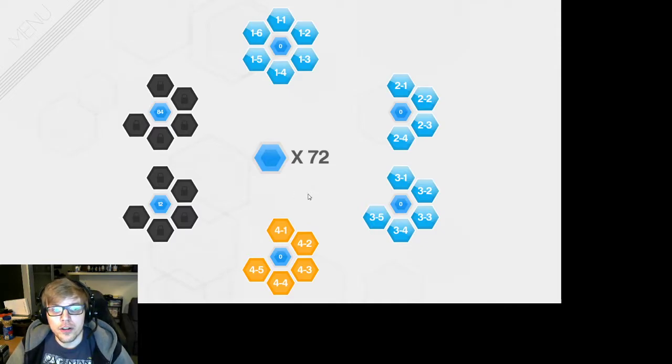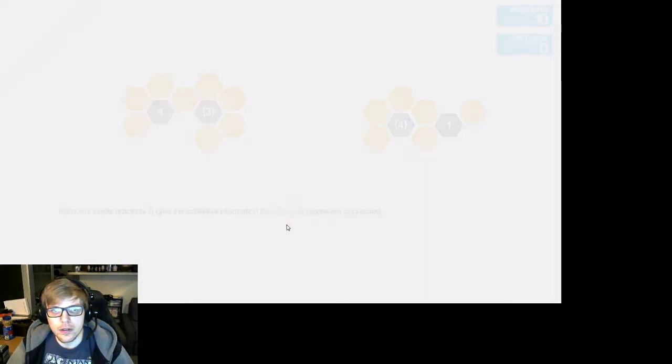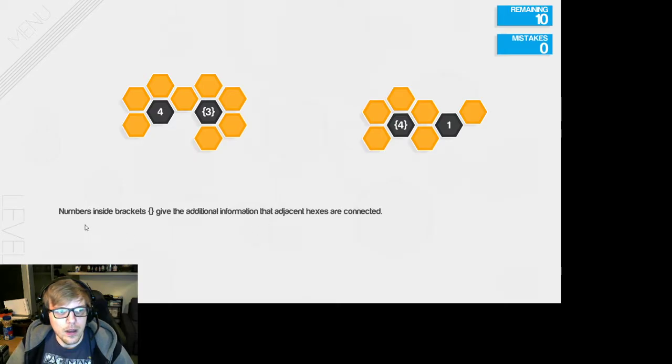Alright, so we're on to the fourth world. Let's dig in. The numbers inside brackets give additional information that adjacent hexes are connected. So, just like we had before with the columns, where those were connected, same thing works for the ones that are inside black numbers, for them being adjacent around here.